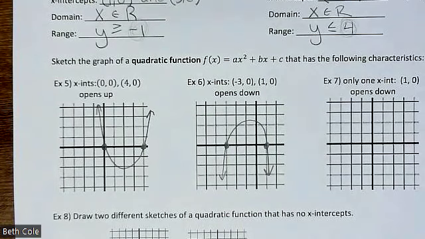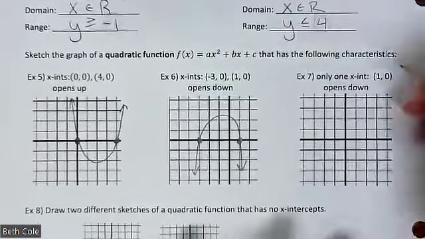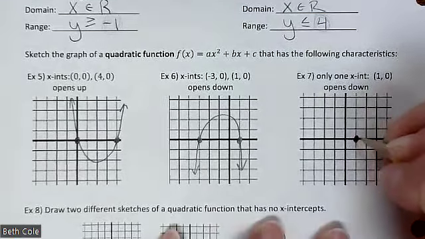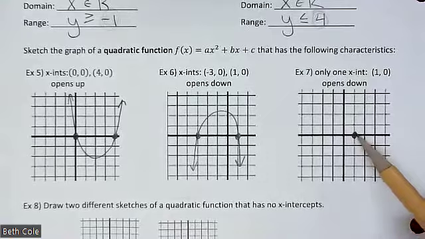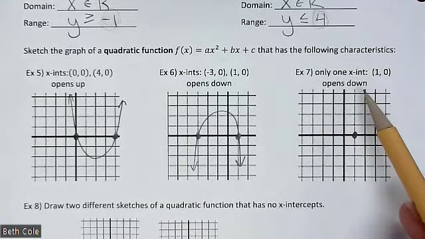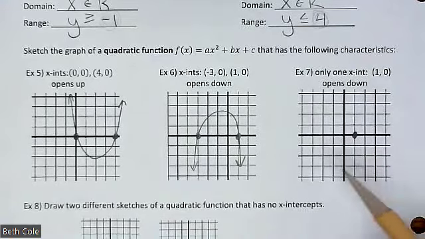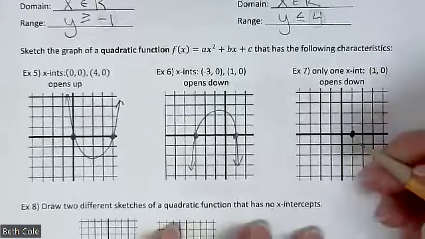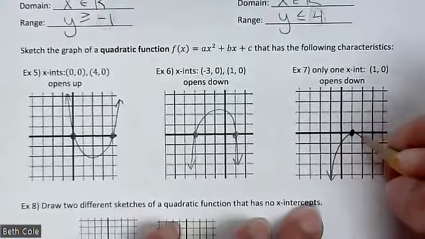And then this one only has 1 x-intercept. That can happen too. So at 1, 0, and that's going to be the only x-intercept. And we want it to open down. So you have to draw a U shape, but it can't go through the x-axis anywhere else. So it's going to look like that.